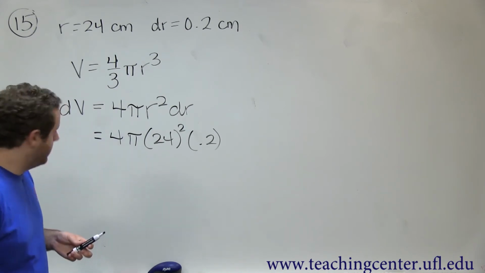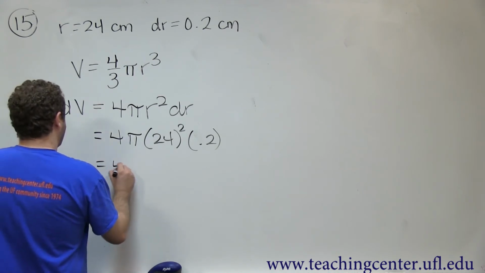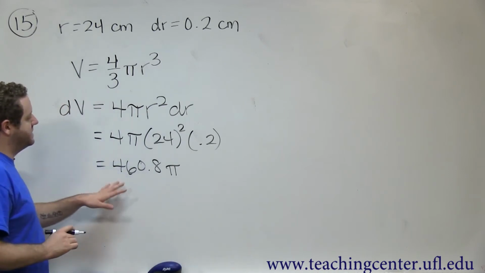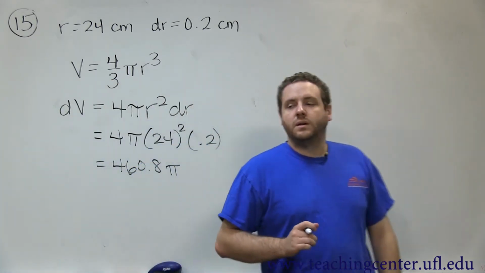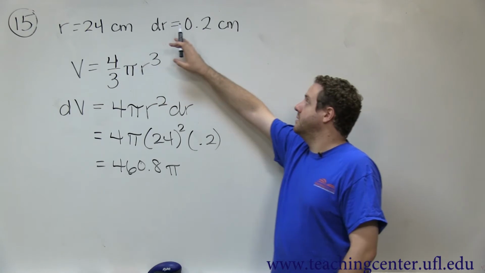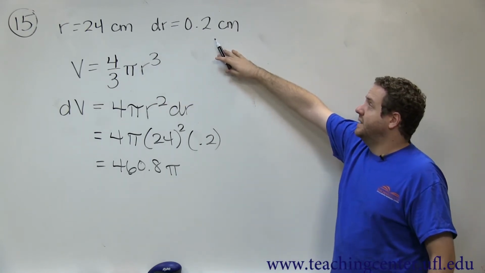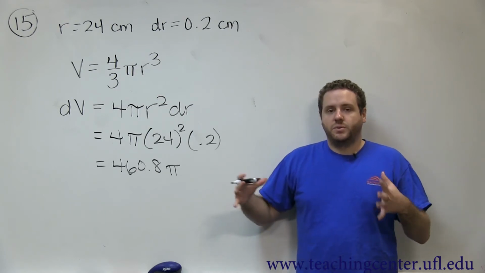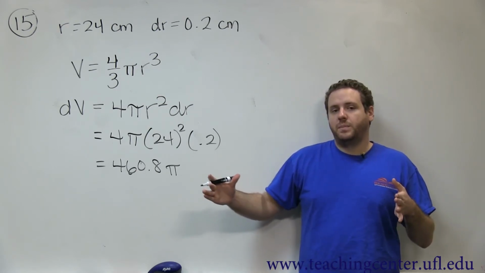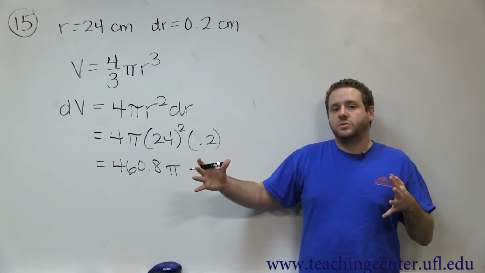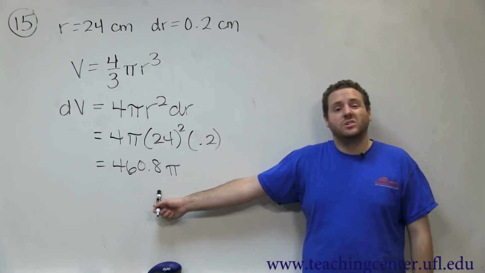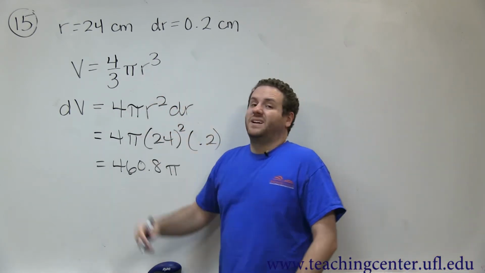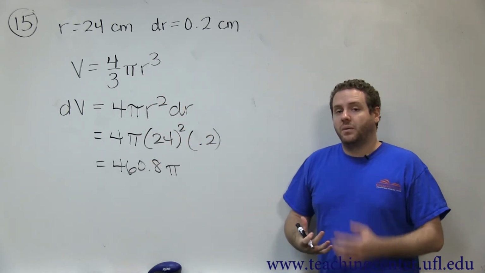So we get 460.8 pi. That's our maximum error in volume if our radius was 24 centimeters and our error in radius was potentially 0.2 centimeters. This is saying that if the radius of your ball is 24 centimeters, but it could be off by 0.2, that 0.2 could change the volume by as much as 460.8 pi, which sounds kind of ridiculous, but notice that volume has an r to the 3rd power. So you're involving a pretty big number here.